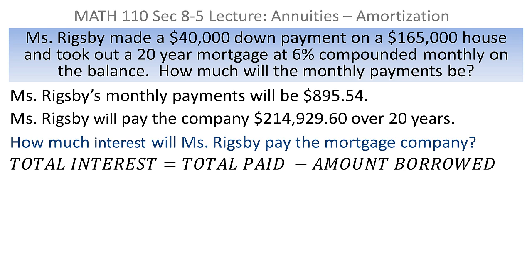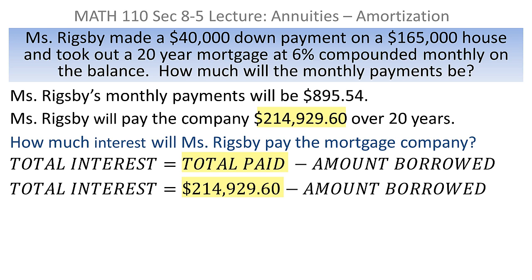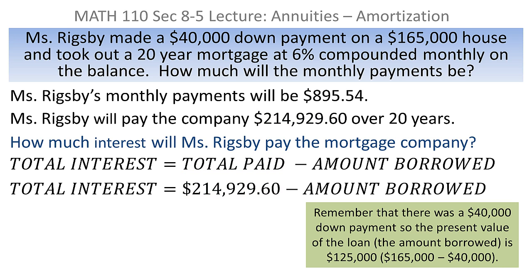If you think about it, the total amount of interest Ms. Rigsby has paid is just the difference between all the money she paid in minus what she borrowed. The difference is the interest. We just calculated that she paid $214,929.60.